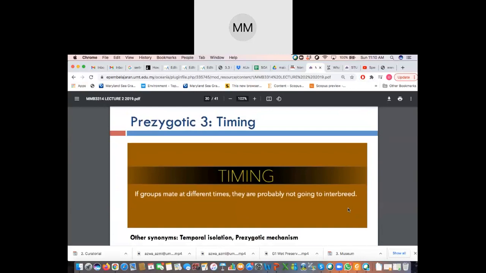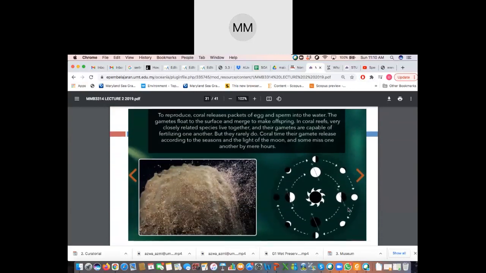And then you have timing, where if groups meet at different times, they're probably not going to interbreed. Okay? A perfect example, which all of you can relate to, is corals. To reproduce, coral releases packets of eggs and sperm into the water. The gametes flow to the surface and merge to make offspring. So in coral reefs, very closely related species live together, and their gametes are capable of fertilizing one another. But coral gametes are released according to different seasons.